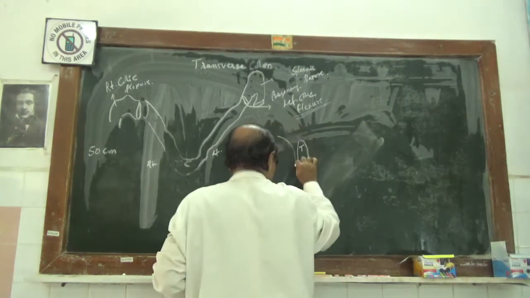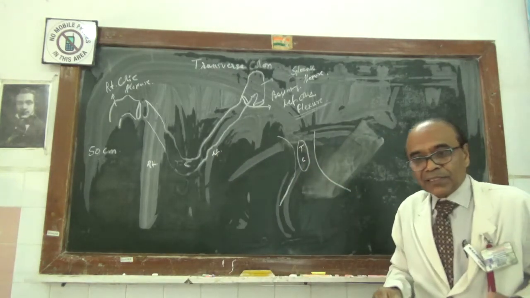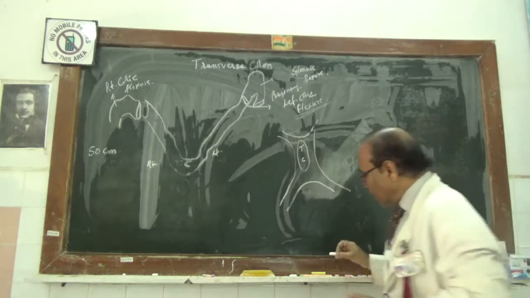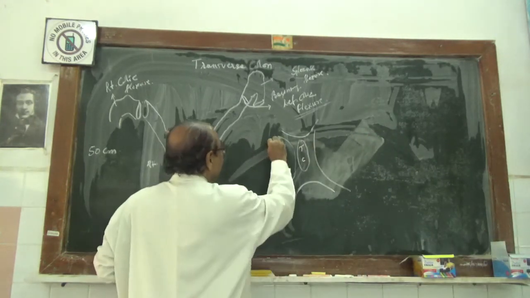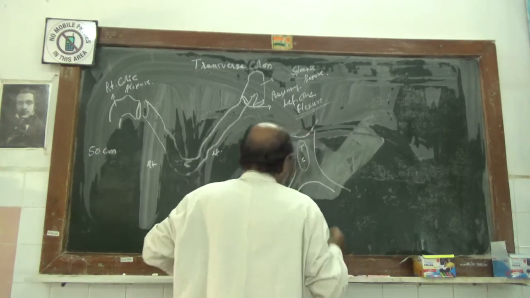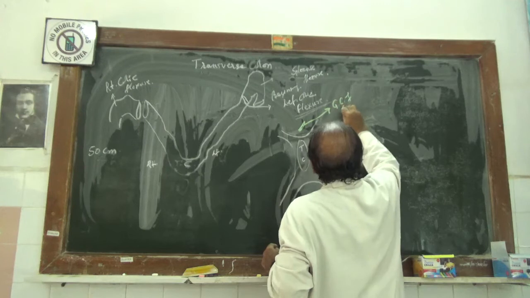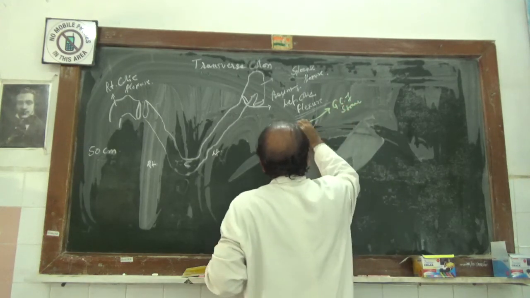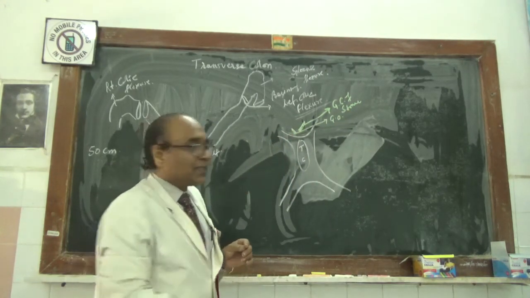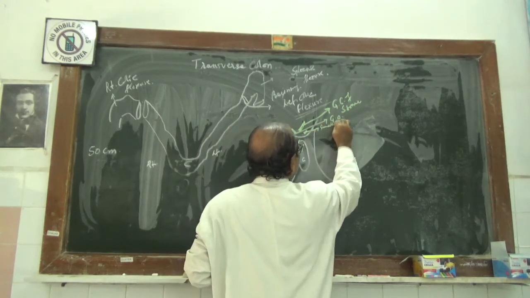Now this is in front, this is behind, this will be above, and this will be below. Now what are the things there above? Above you will be having the greater curvature of stomach, then the greater omentum. That greater omentum will be a very small part.